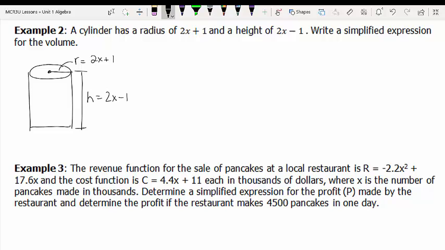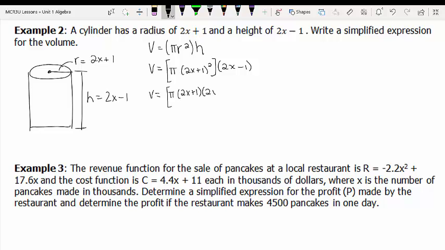Okay, you have to recall the formula for the volume of a cylinder. It's the area of the base shape times the height. Because our base shape is a circle, it's pi r squared times height. Now let's plug in what we know. Our radius is 2x plus 1, squared, times our height, which is 2x minus 1. Now we just simplify this. 2x plus 1 squared is just 2x plus 1 times 2x plus 1. Let's simplify that using FOIL.